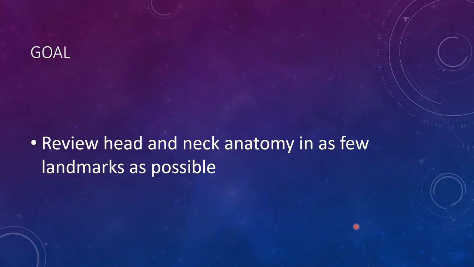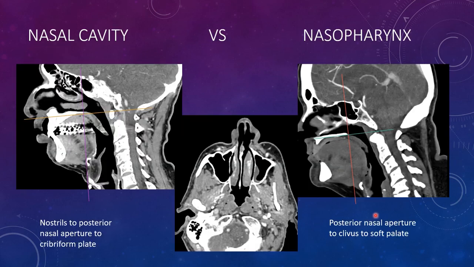Our goal is to review head and neck anatomy in as few landmarks as possible to make it easier for you to distinguish between the different cavities and pharyngeal components. To start, how to tell the nasal cavity from the nasopharynx.